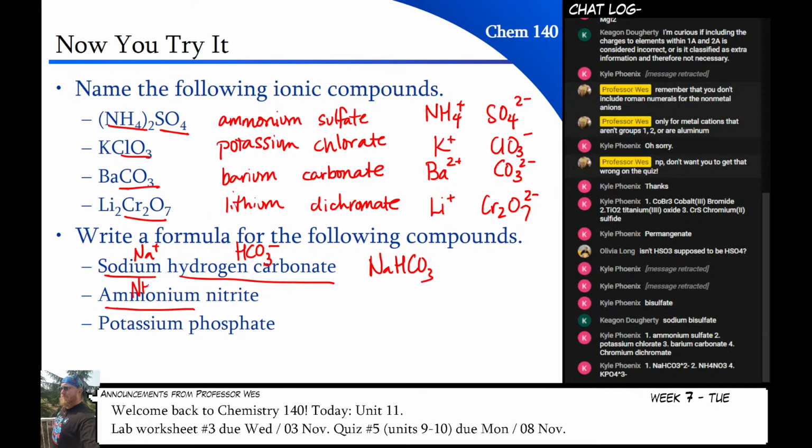Here we got ammonium. That's NH4 with a plus. Nitrite is NO2 with a minus. One positive, one negative, so I could just put them together. NH4NO2. Be real careful about this. If you accidentally say nitrate, which is NO3, nitrite is NO2. Very subtle difference, so just be mindful of that.